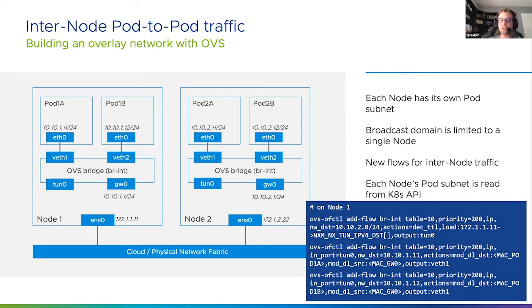An interesting observation is that with our design and our overlay network, we do not send any broadcast traffic, for example, ARP traffic across nodes. And this is going to help reduce the amount of traffic overall in the cluster. And it means that we do not have to worry about loops for the overlay network, and we do not have to enable a protocol like spanning tree.